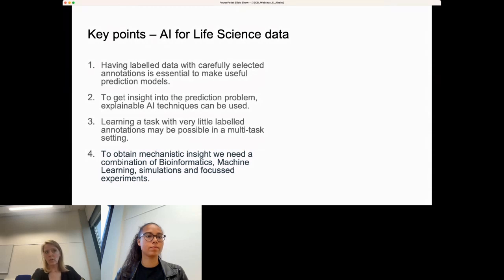And lastly, if we actually want to gain understanding of the system itself, machine learning by itself is not enough. So we need to combine bioinformatics workflows, for example, to make these very careful data selections together with machine learning, but also simulations to get mechanistic insight into the problem. And the best is, of course, if you can also go backward and forward with focused experiments, because in the end, the computational part can mostly build new hypotheses that you would then need to test again in experimental work.